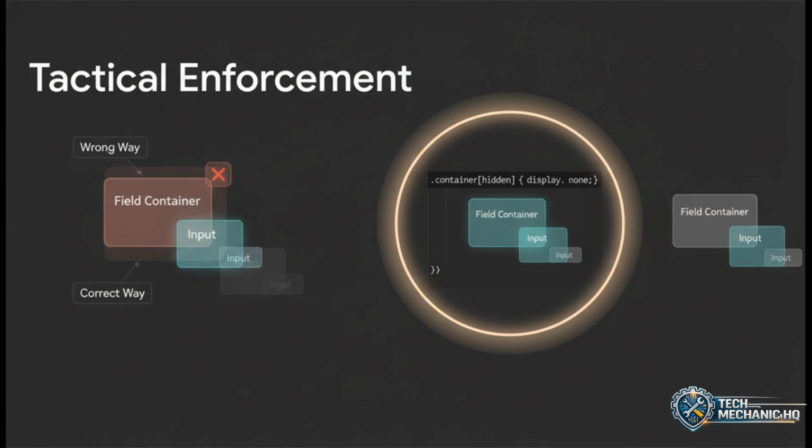And they didn't just stop at the big picture. They nailed the details too. To make sure the layout was clean, the code hides the entire container for the field, not just the little input box. And they used scoped CSS to make sure these styling rules couldn't leak out and accidentally mess up some other part of the application. It's just a clean, bulletproof solution.